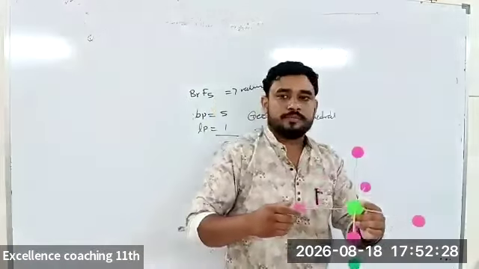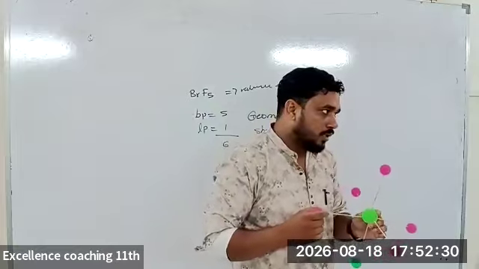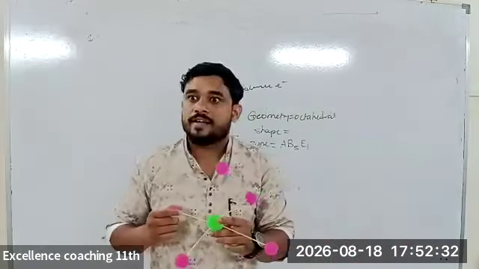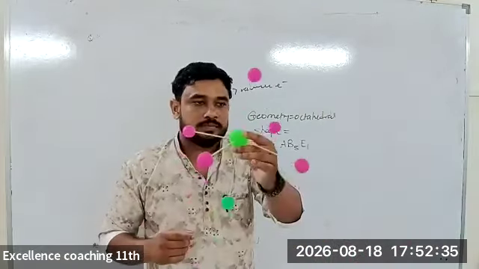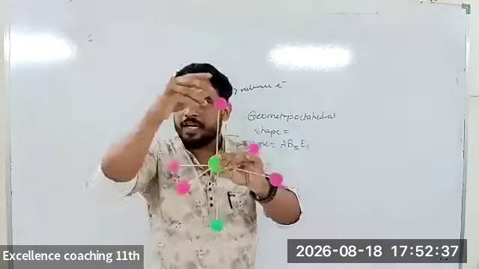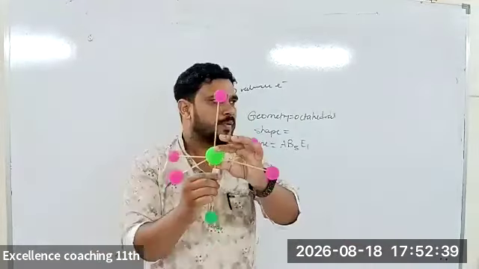So what is my geometry? Square bipyramidal? No. Octahedral. What is my geometry? Octahedral. I can keep it here, here, everywhere, but I will keep it here like this.